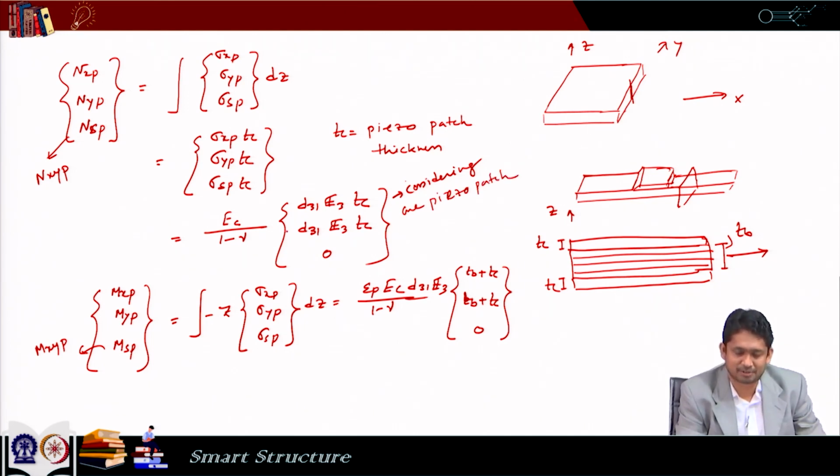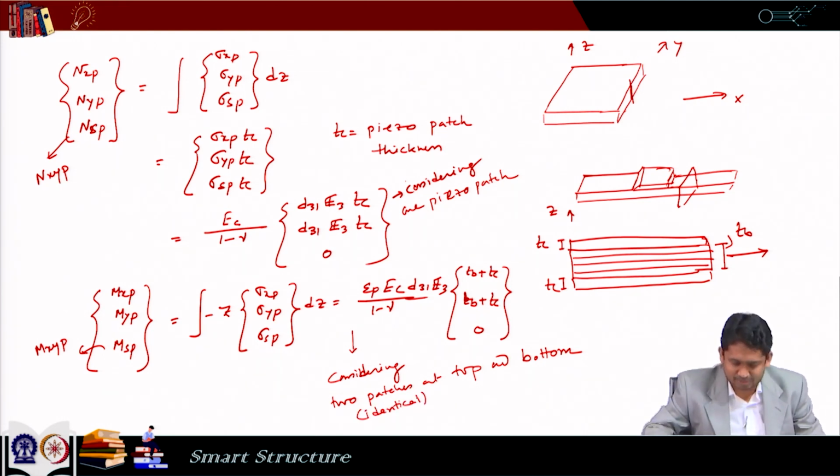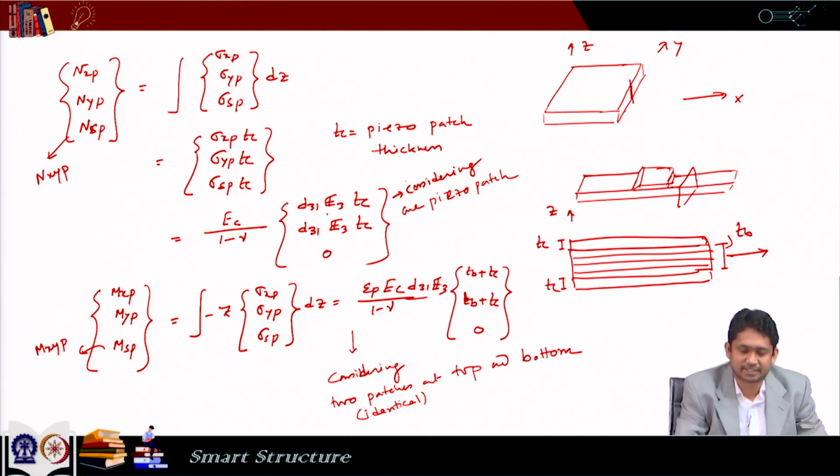So, this should be doubled if I consider two patches, and here while writing the moment term we have considered two patches, at top and bottom, or I should say two identical patches, which are actuated in an antisymmetric way which can cause bending. Now, if I consider two patches here, these quantities get doubled.